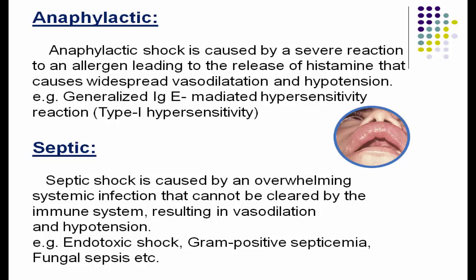Anaphylactic shock is caused by a severe reaction to an allergen leading to the release of histamine that causes widespread vasodilatation and hypotension. For example, generalized immunoglobulin-mediated hypersensitivity reaction, that is type 1 hypersensitivity.